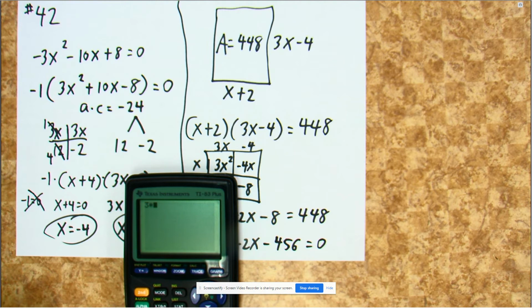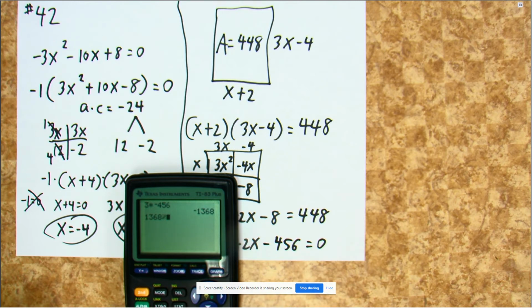3 times negative 456 would give me negative 1368. Your job is to find 2 numbers that multiply to negative 1368 and at the exact same moment add up to positive 2. Now, it seems like a very daunting task. I know. But let's just see what happens when I decide to break some things apart. So I'm going to start with 1368. I'm going to ignore the negative temporarily.